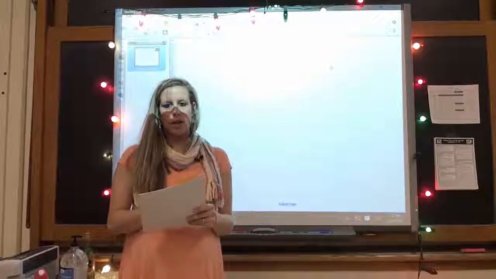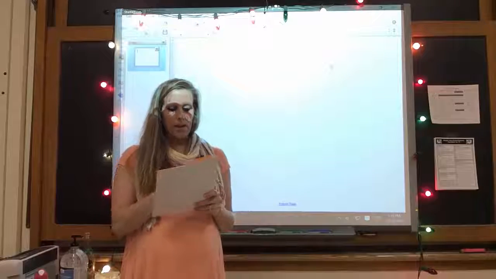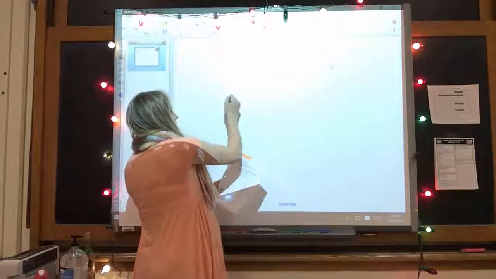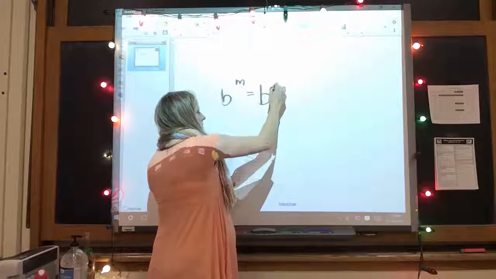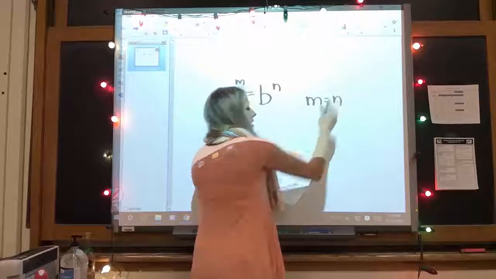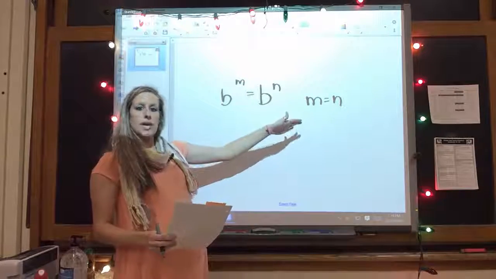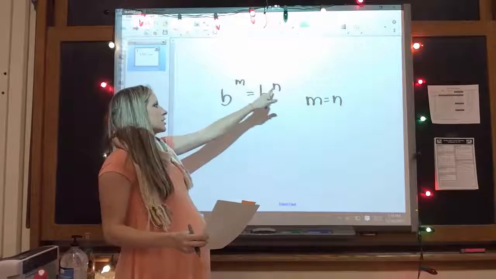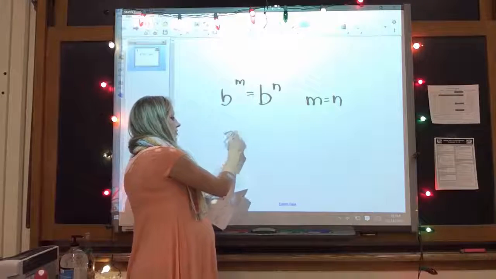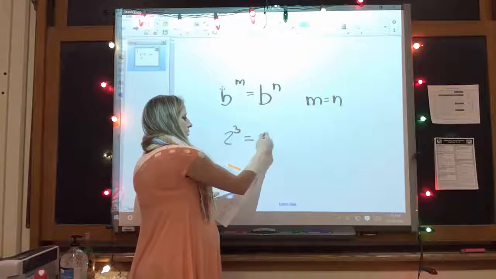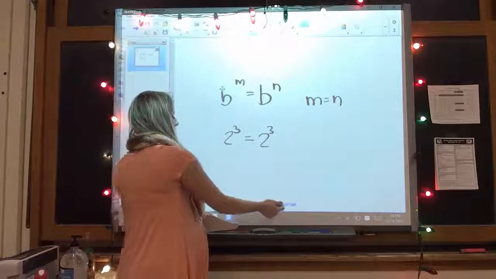Last part of the notes, we're going to actually solve some exponential equations. And they tell you if b to the n power equals b to the m power, then n equals m. Basically that's saying if you have the same base on both sides of the equal sign, then your exponent should be equal also. Okay, basically like if I had 2 to the third, then this would be 2 to the third also. They're equal. So it's kind of self-explanatory.